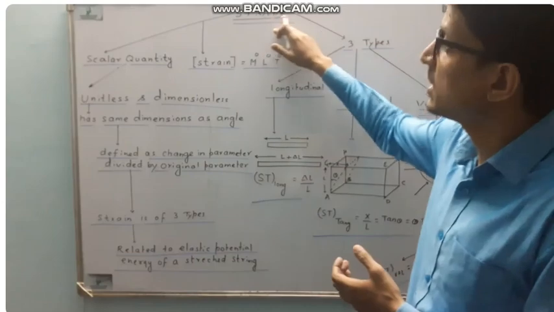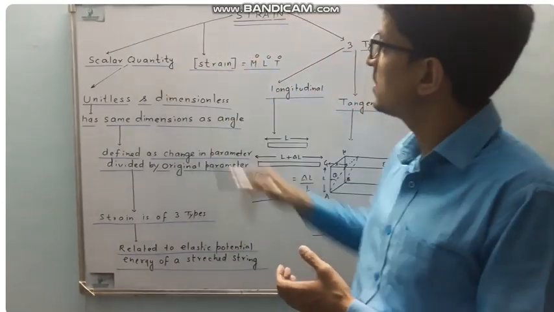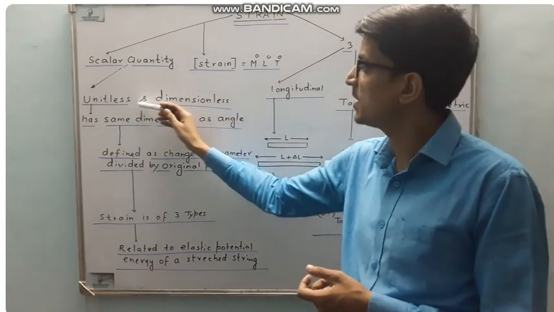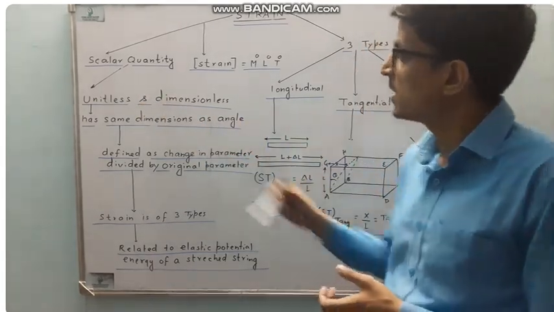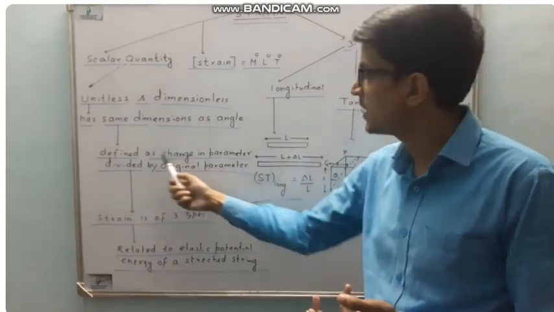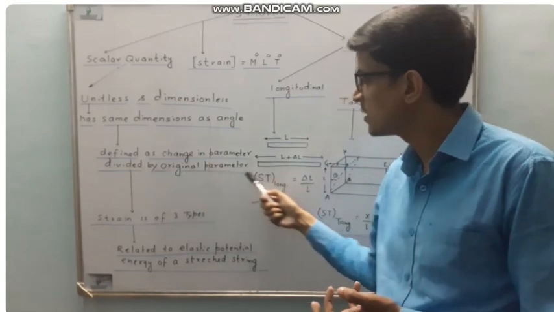So we have strain. Strain is a scalar quantity. It has dimensions M0 L0 T0. It is a unitless and dimensionless quantity, and it has the same dimensions as that of angle. And as I already said, it is defined as change in parameter divided by the original parameter.